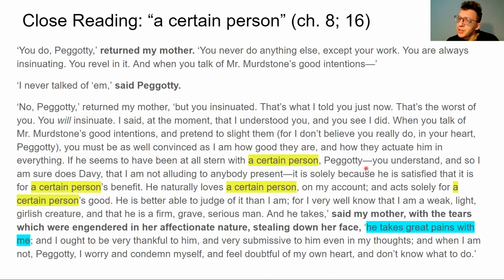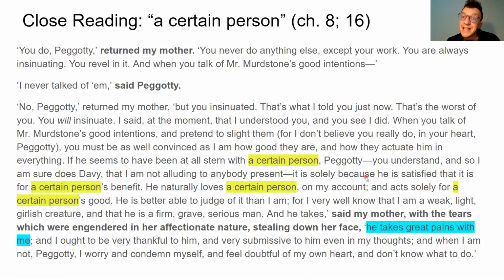Then we get another dash: "Peggotty, dash. You understand," here we have this marker. You're paying attention, Peggotty, that we're talking on multiple levels. "And so I am sure does Davy." No, David does not at all. "That I am not alluding to anybody present." She protests too much. She's completely talking about herself and David, who are present. But we now have that act of plausible deniability.